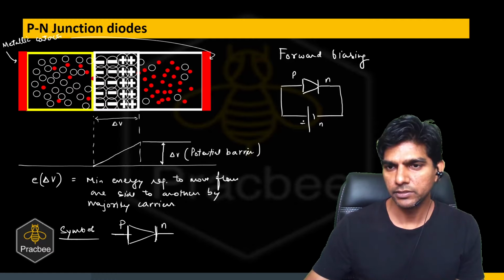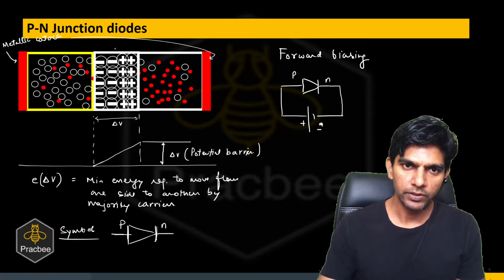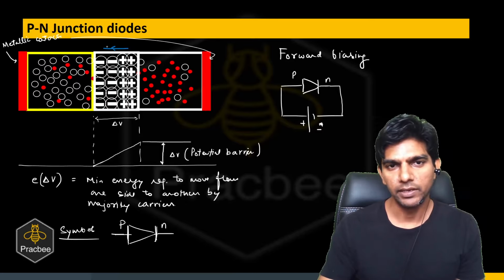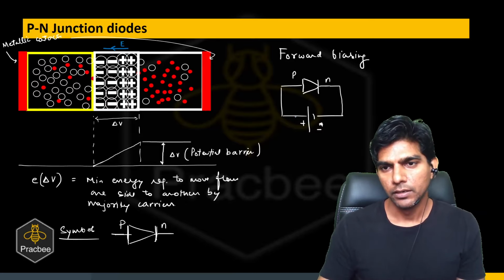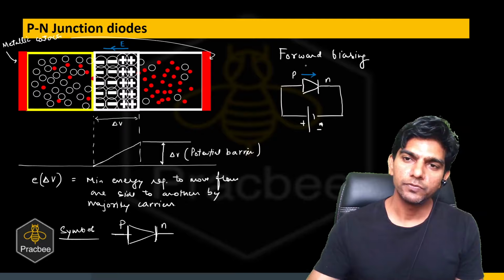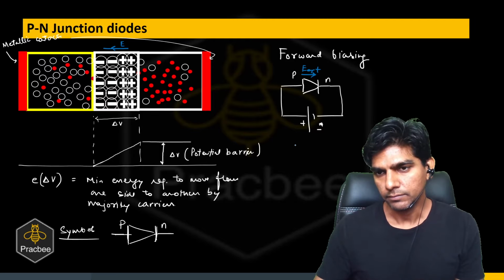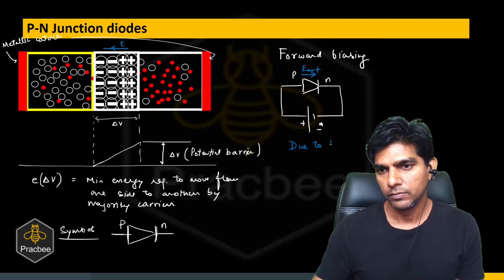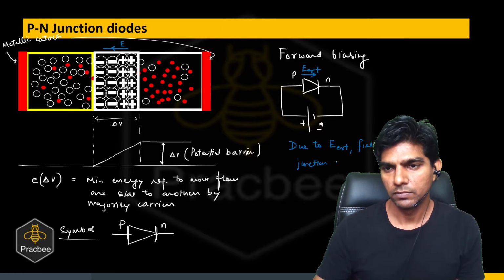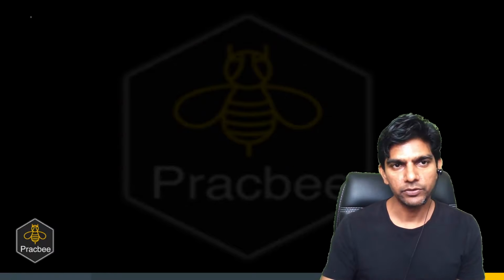This is N, this is P, right? This is positive and this is negative. So what would happen? We know that at the barrier or at the junction, there is an electric field which is in the left direction. Let me call it E. Now because of this external source, there will be an external field in the right direction. Now what happens due to this field? This external field will reduce the barrier potential. So we can say due to E external, the field at the junction decreases, right?